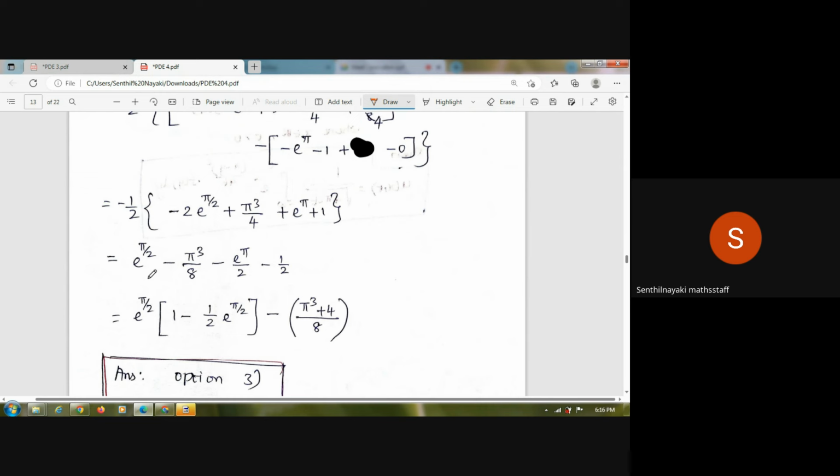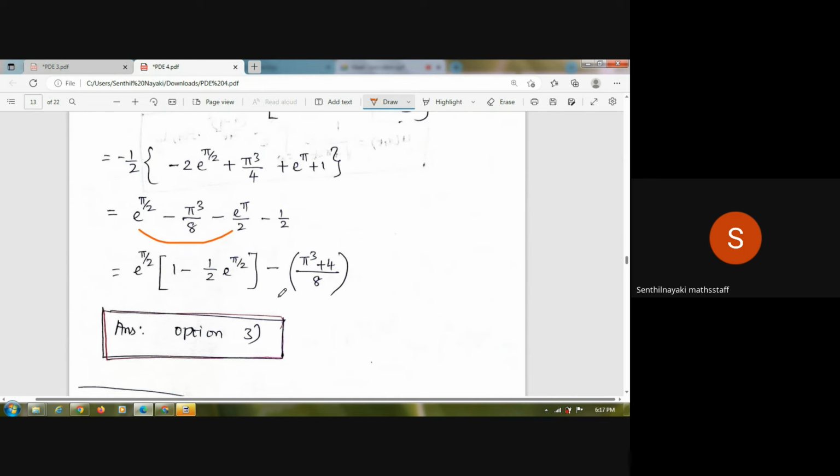Then the remaining, the first and the third term, if you take e power pi by 2, this term becomes 1. But in this term, the remaining one e power pi by 2 term is there. Therefore, 1 by 2 e power pi by 2 minus pi cube plus 4 by 8. So, this is the answer.